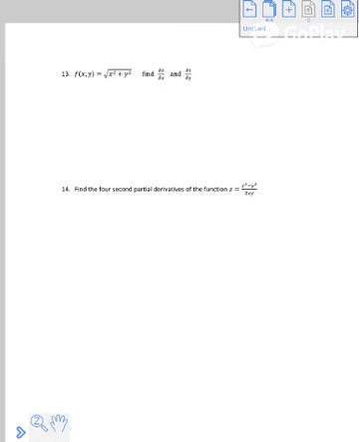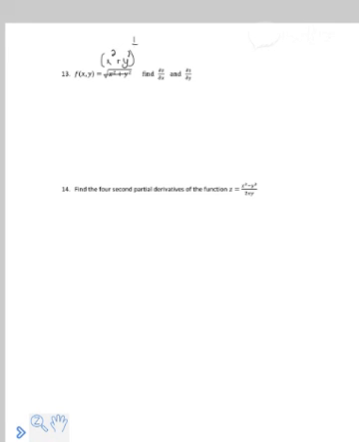Okay, question 13. I'm first going to rewrite as x squared plus y squared to a power of 1/2. Now, these two symbols there mean partial derivative. Partial derivative of z with respect to x, partial derivative of z with respect to y. And f_xy equals is the same as z equals.